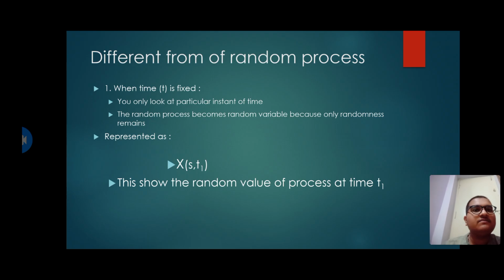Here, when time is fixed, we only look at a particular instant of time, and how the signal is going to occur is represented as X(s, t1). This shows the random value of the process at time t1. At the time t1 interval, the signal behavior is observed using this.